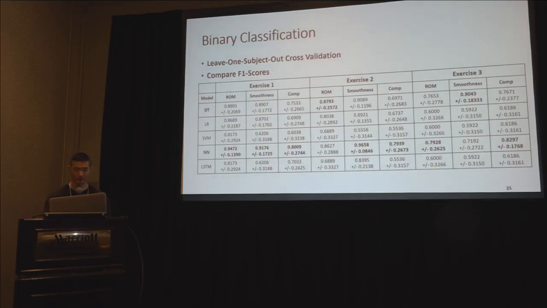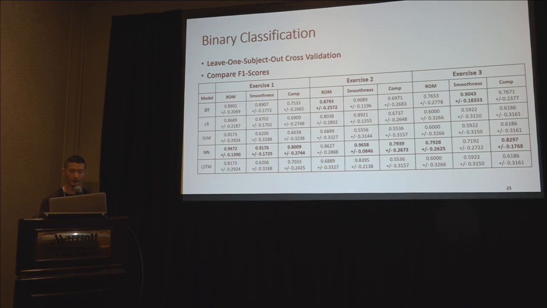And this table summarizes our results for binary classification. We used leave-one-subject-out cross validation, where we trained the model without the testing subjects and applied the testing on the held-out subjects. Here we compare the F1 score on multiple models, and overall we found that the neural network and decision tree work well. We expected the LSTM might work well, but we found it a bit difficult to derive a well-tuned model.